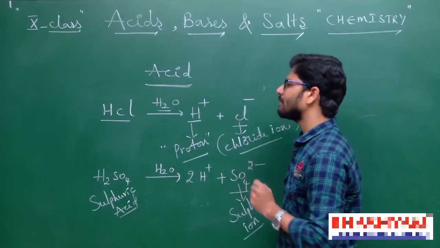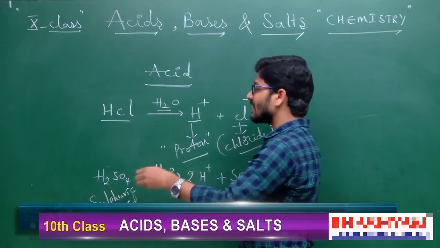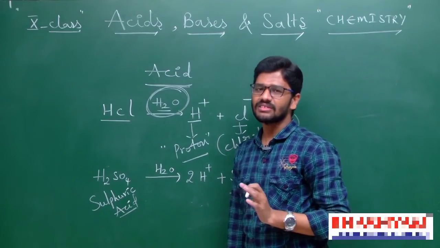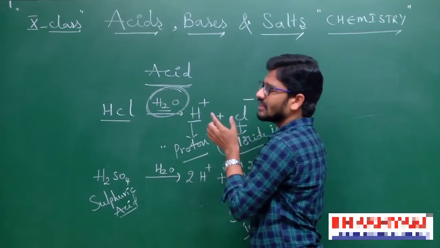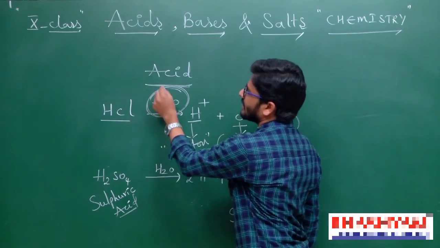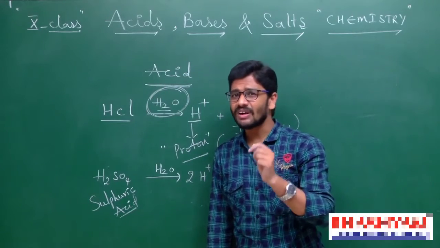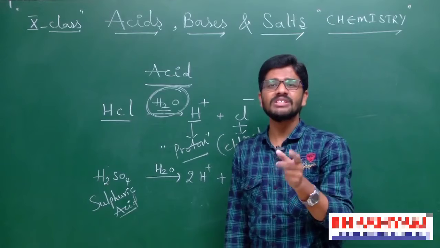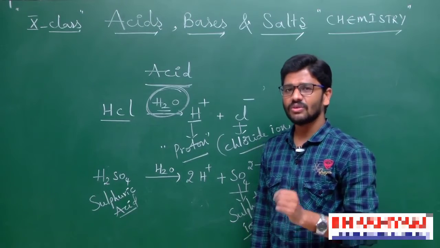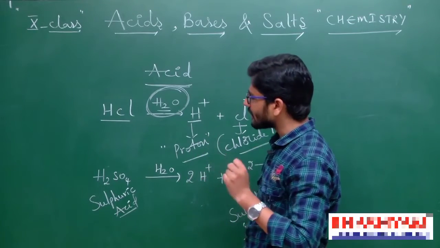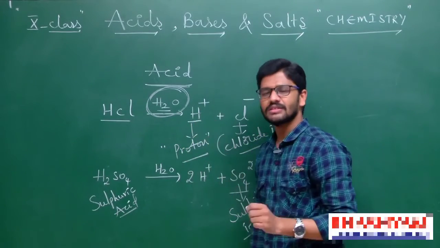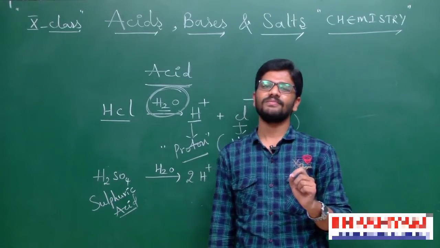Here is a very important point: those substances which can be dissolved in water. Here water is the aqueous medium. In the aqueous medium, the substance produces H plus ions. That substance is called an acid. The Arrhenius concept fails in the absence of water. It is a very important point. According to Arrhenius, the substances which can be dissolved in water to produce H plus ions, we can call acid.